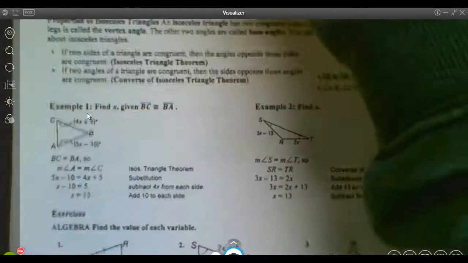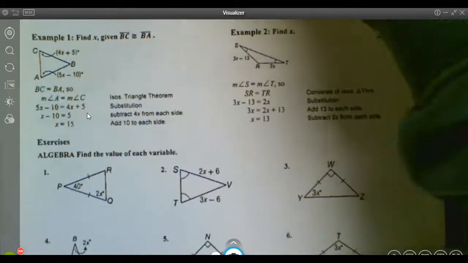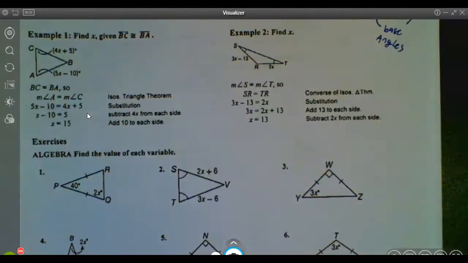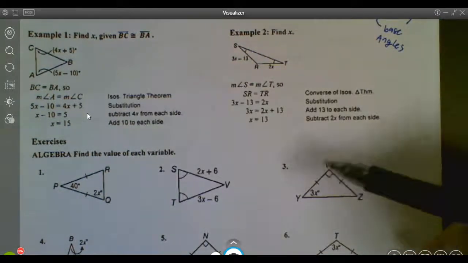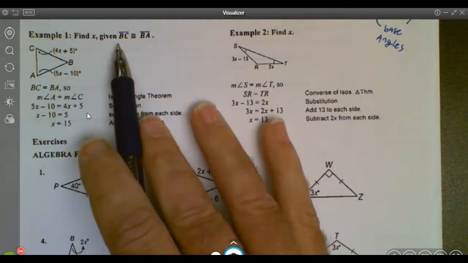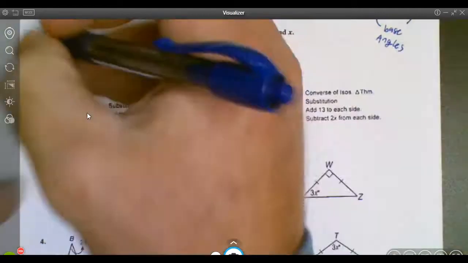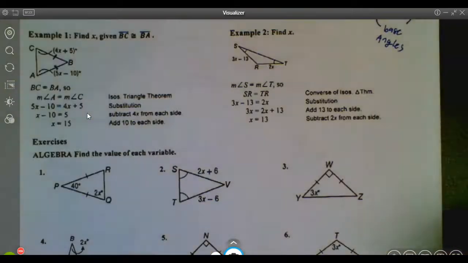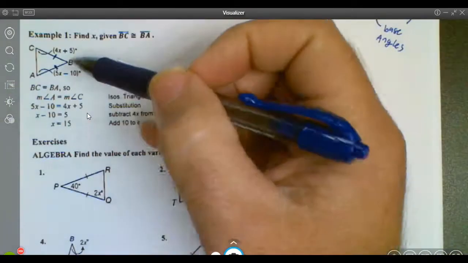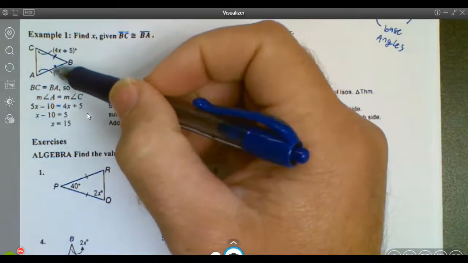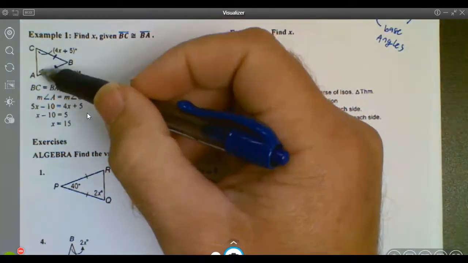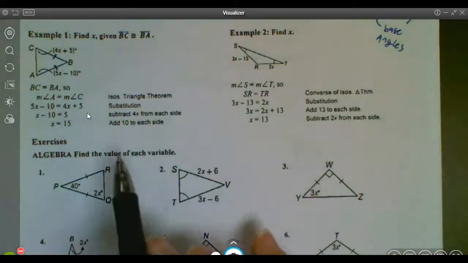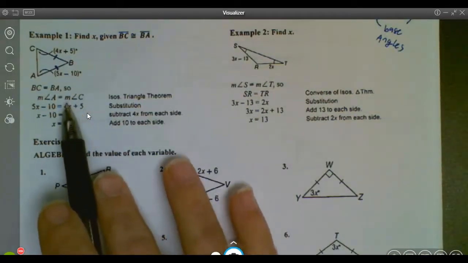So a little more algebra in this section as we're doing some solving, as you guys are seeing on this. On this one, they told us in the given information that BC is congruent to AB. So they said that this side is congruent to this side. What we just saw in our base angles theorem is if these two sides are congruent, then the angles across from them are also congruent. So angle C is congruent to angle A.